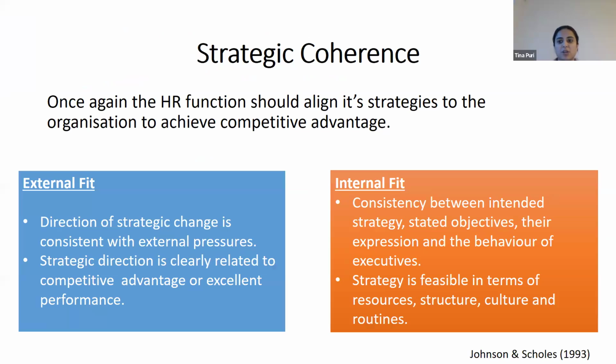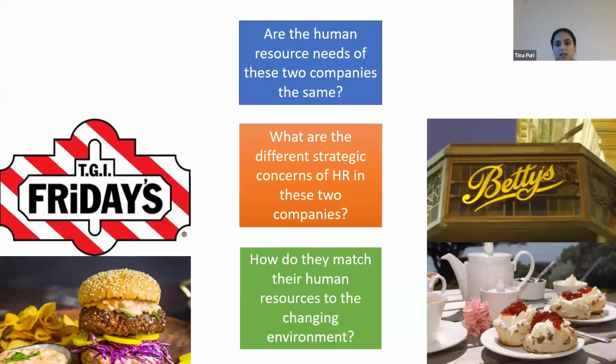And now we have strategic coherence. So once again, the HR function should align its strategies to the organization to achieve competitive advantage. So we have external fit and internal fit. External fit: direction of strategic change is consistent with external pressure. Strategic direction is clearly related to competitive advantage or excellent performance. And internal fit is consistency between intended strategy, stated objectives, the expression, and the behavior of executives. Strategy is feasible in terms of resources, structure, culture, and routine.